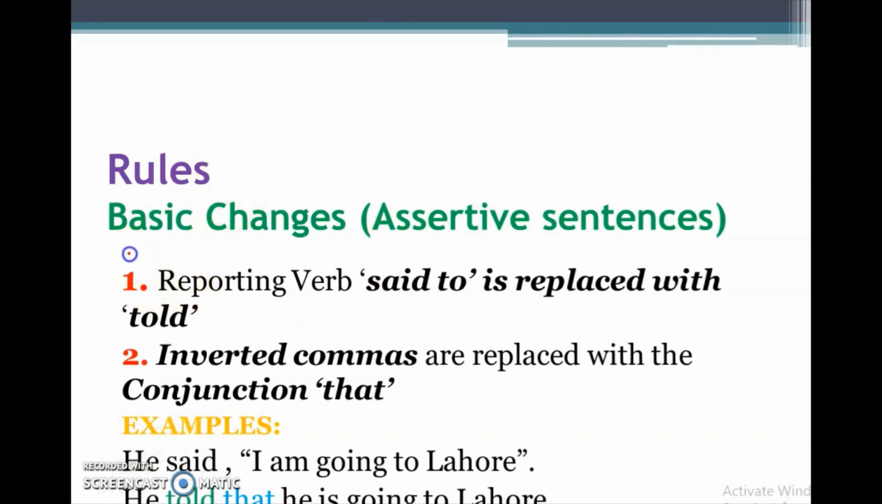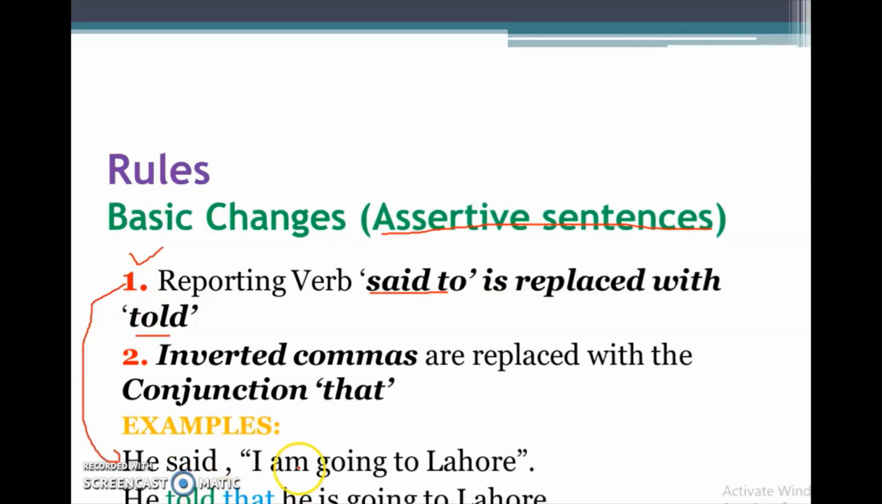Basic rules. Rule number 1: the reporting verb said to is replaced with told. In assertive sentences, the word said to that is present in the reporting speech, also known as the reporting verb, is replaced with told. We will replace said to with told in assertive sentences. This is the first rule.